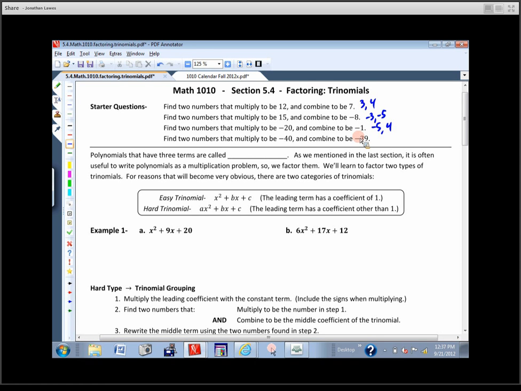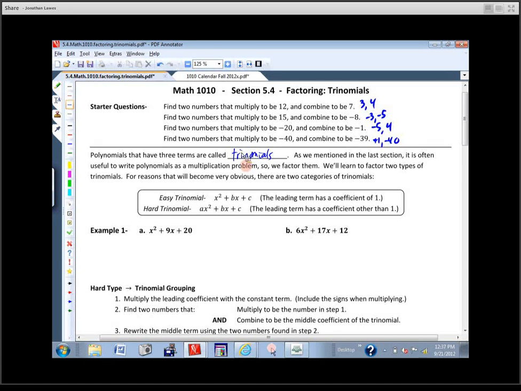Multiply to be negative 40 combined to be negative 39. Okay. I heard a negative 1 and a 40. Is that right? No. Okay, these would multiply to be the correct number, but they'd add to be a positive rather than a negative. So I need the 1 to be positive and the 40 to be negative. Again, if they're combining to be a negative, you're going to need the bigger one to be a negative. Okay? All right. Polynomials that have 3 terms are called, this is a tough one, trinomials.